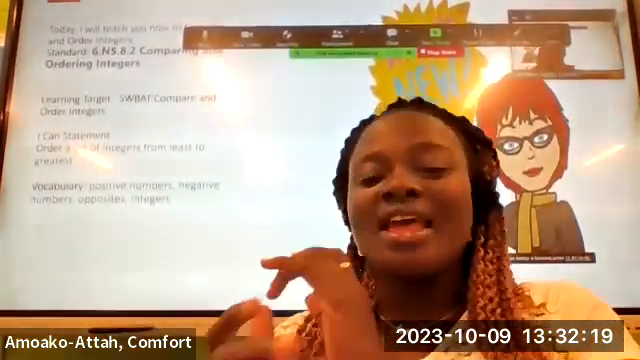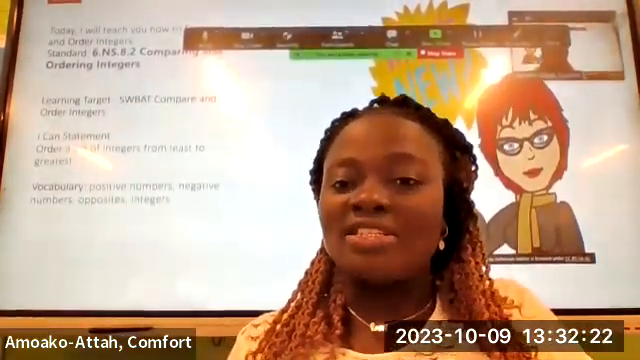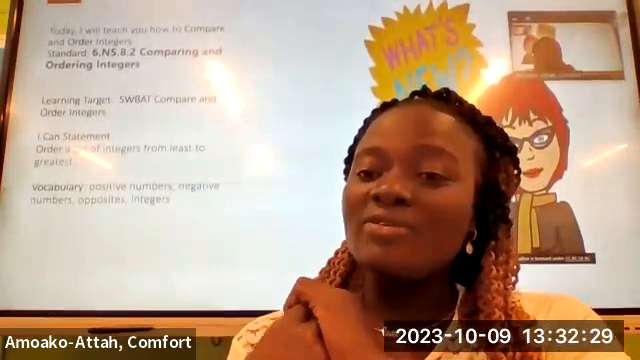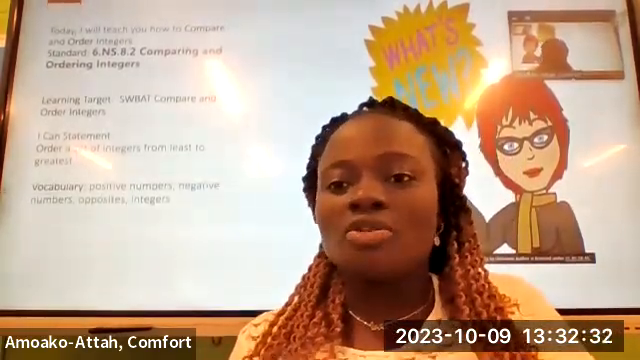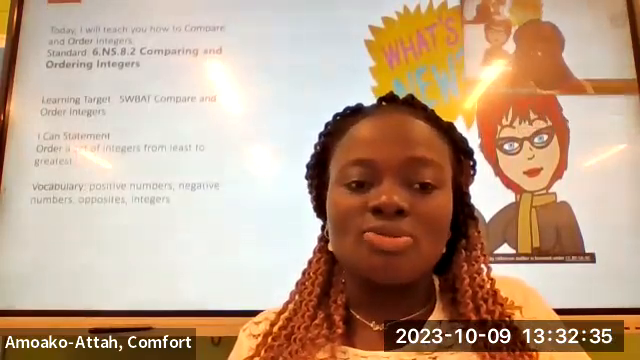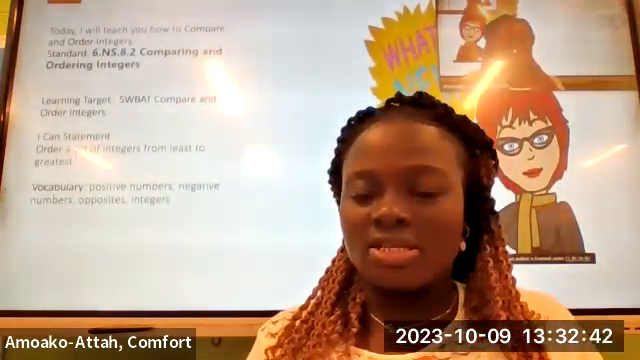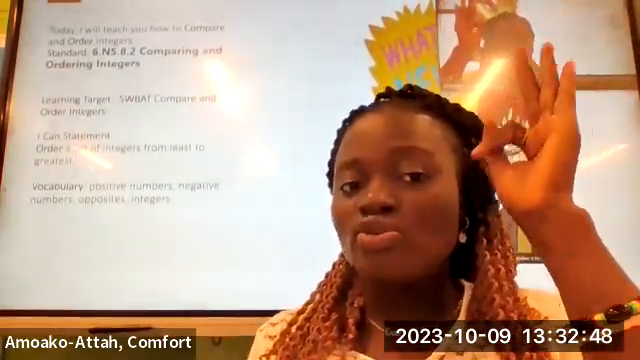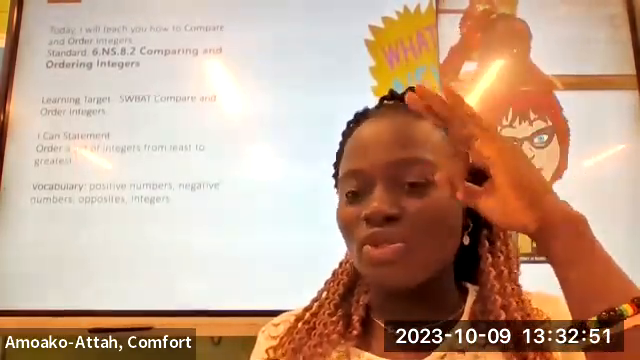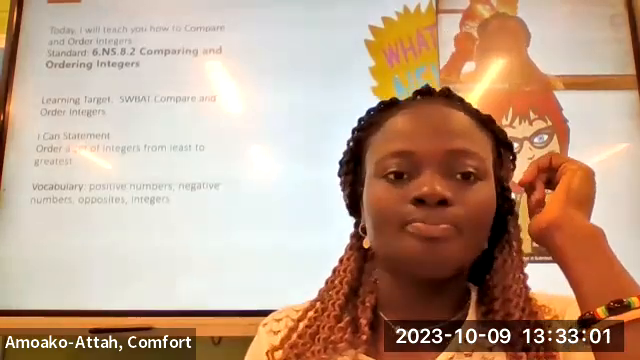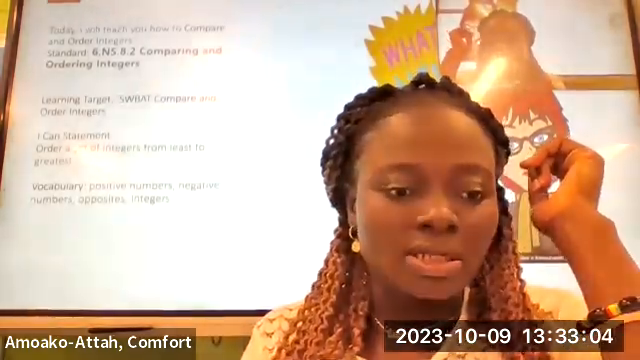What is your I can statement? I can order a set of integers from the least to the greatest. What are our key vocabularies in this lesson? We have positive numbers, negative numbers, opposites, and integers. So these are our key vocabularies. We are going to take our time to go through everything. By the end of the lesson, you should be able to compare and order integers from the least to the greatest. Okay. So let's move on.